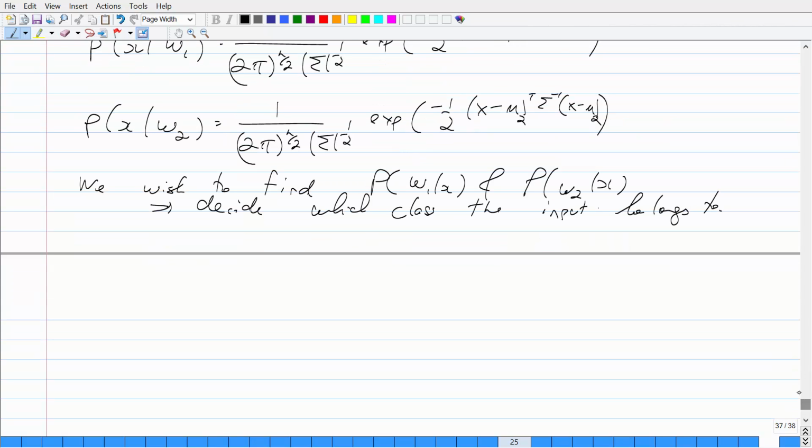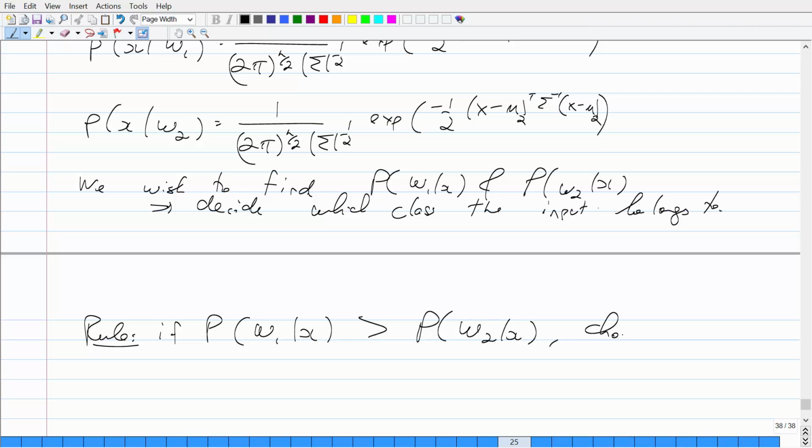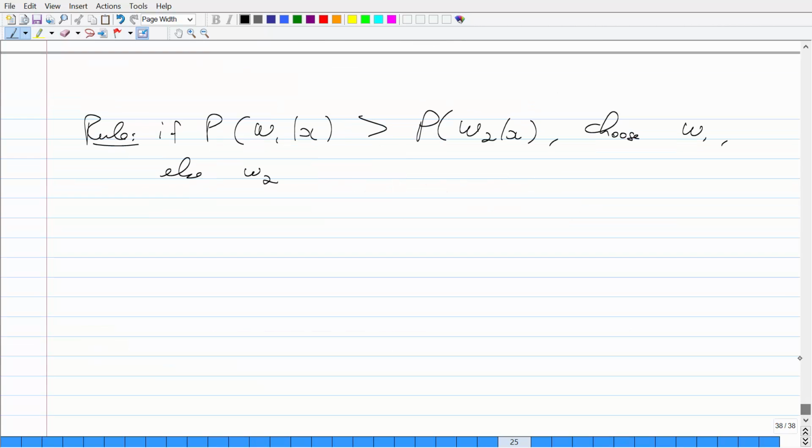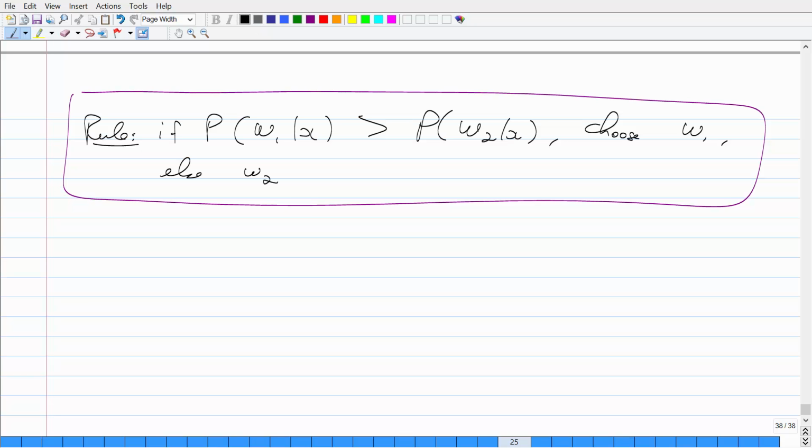So you have a very easy decision rule. All you have to do is check whether the probability of going into the first class is bigger than the probability of going to the second class. If that's the case, then choose the first class. If not, choose the second class. That's really what the rule is, and this is what we talked about before.